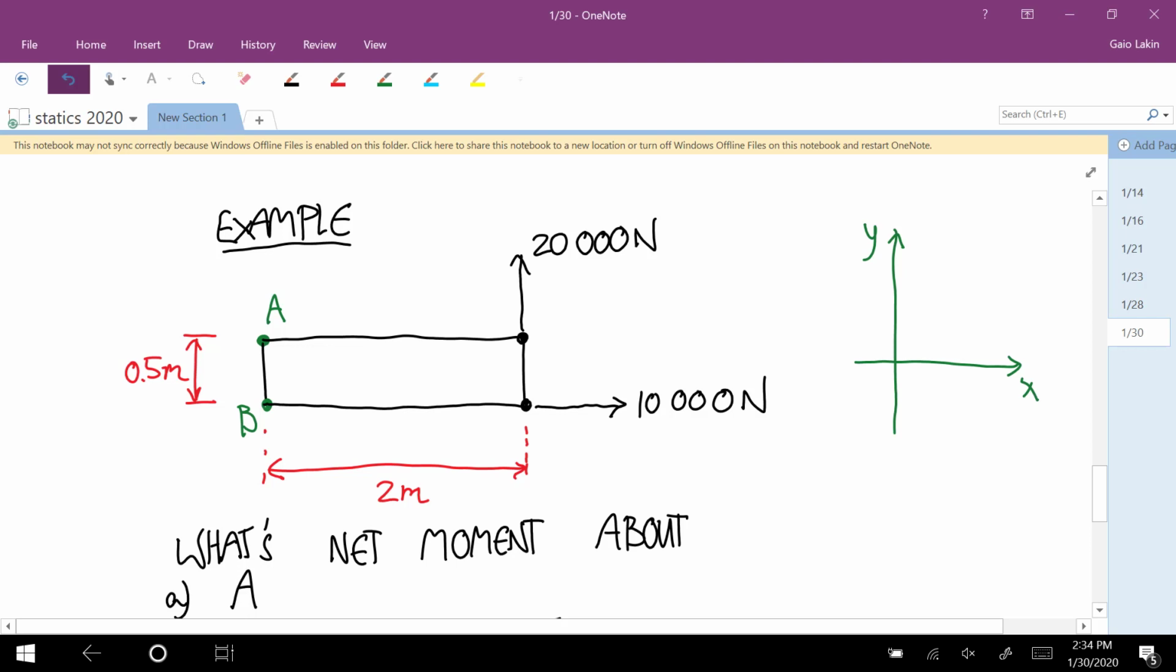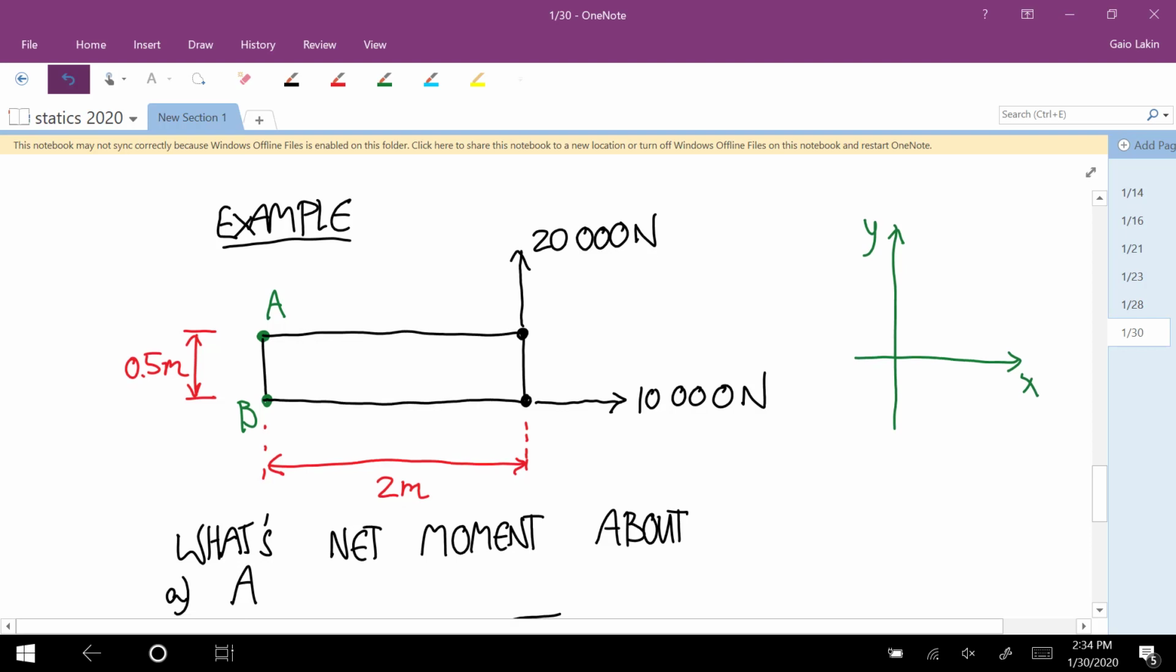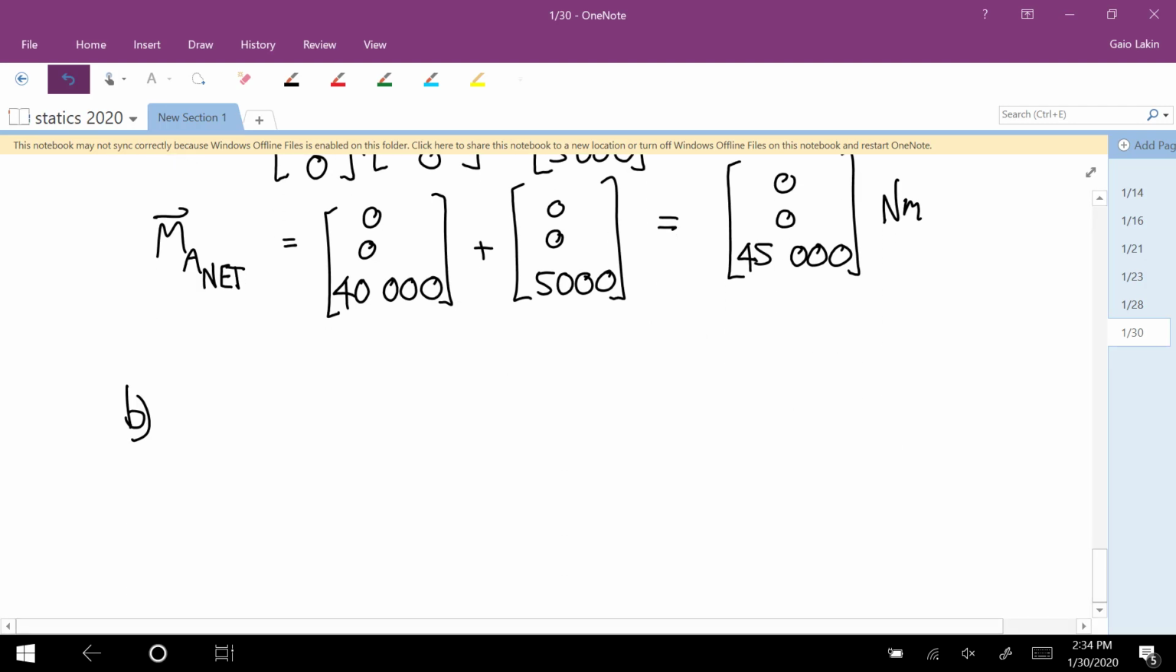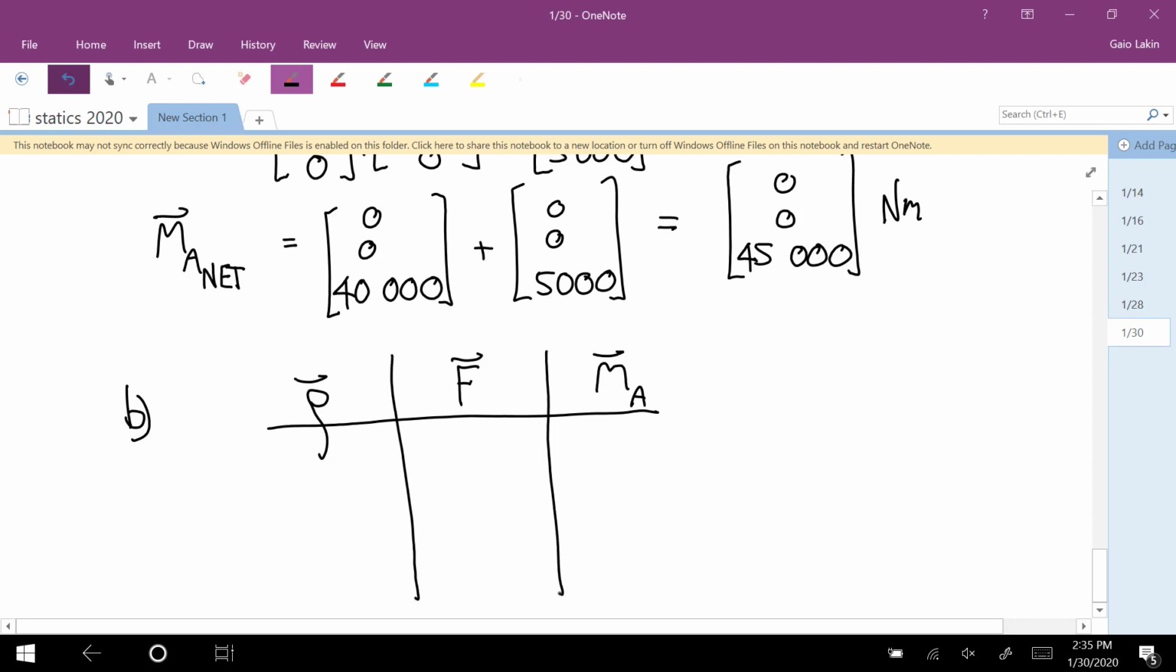In this class, we'll be able to choose any about point we want, but I want you to remember that the about point is part of determining what the moment is generally for a force. Okay, so I'm going to write out the table again. Row vector, force vector, moment vector. And I'll start with the 20,000 again.